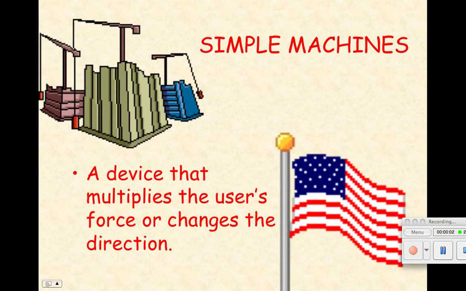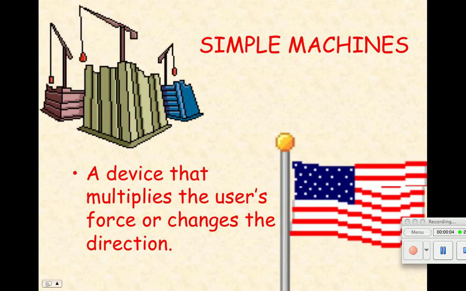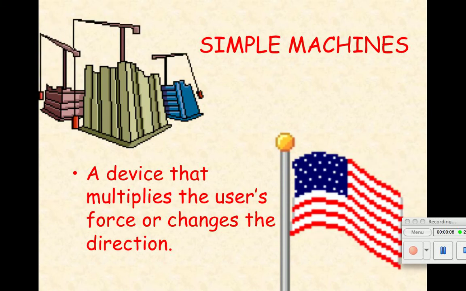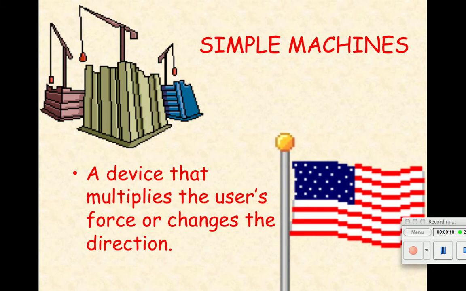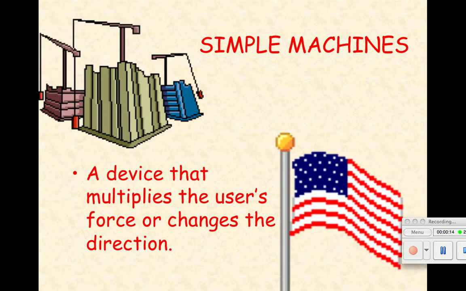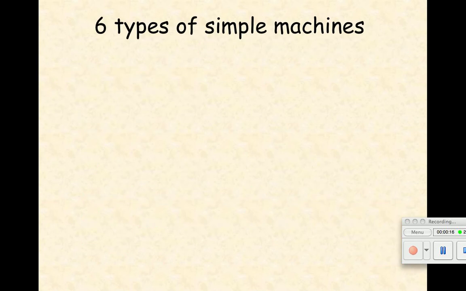Okay, today's note session is about simple machines. A simple machine is defined as a device that multiplies the user's force or changes the direction of that force to make your work easier. There are 6 types of simple machine.